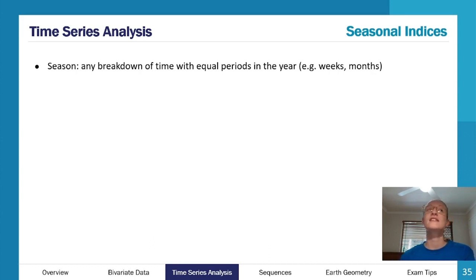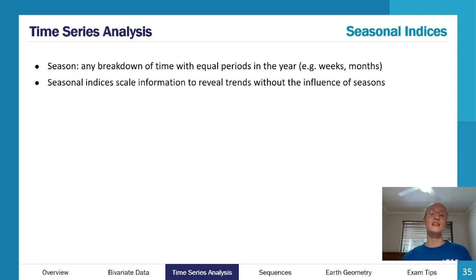But it's not necessarily just limited to that. So if we could have a season for each day of the week, we might be looking at Monday, Tuesday, Wednesday, Thursday, Friday, Saturday, Sunday, that is still a breakdown of time with equal time periods in the year. So just how we looked at smoothing before, as smoothing is this technique to overcome the effects of irregular fluctuations, kind of remove the impact of that, see if there's any underlying trends.